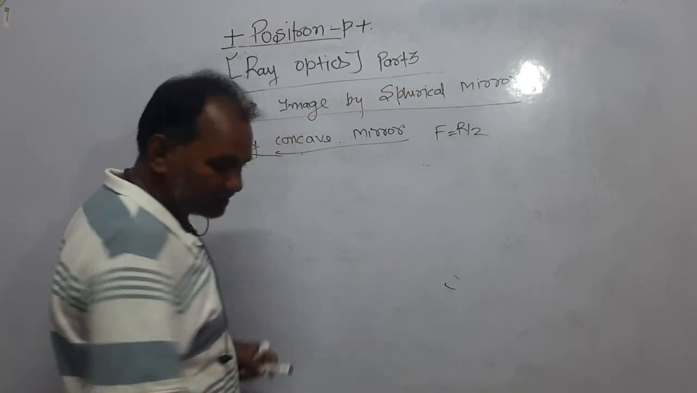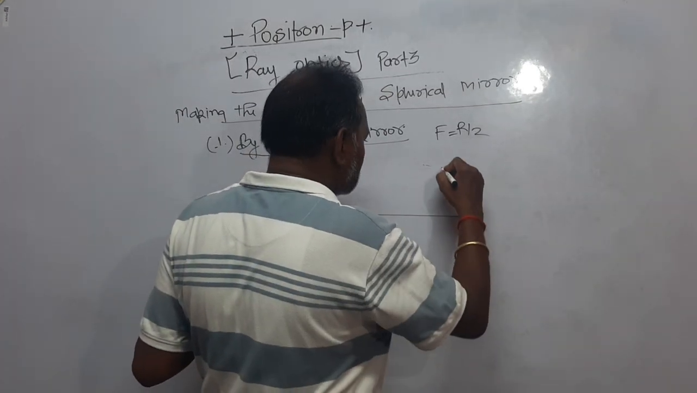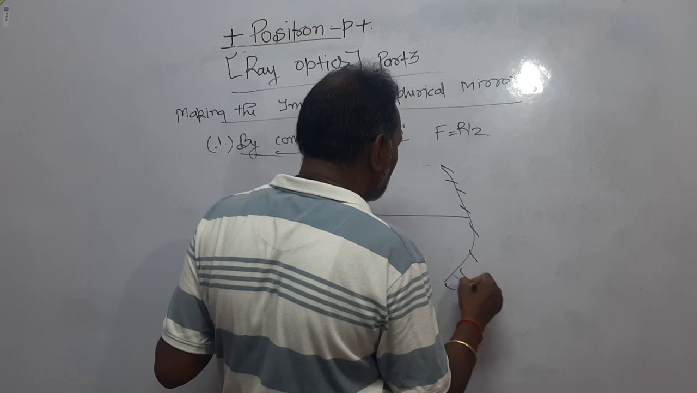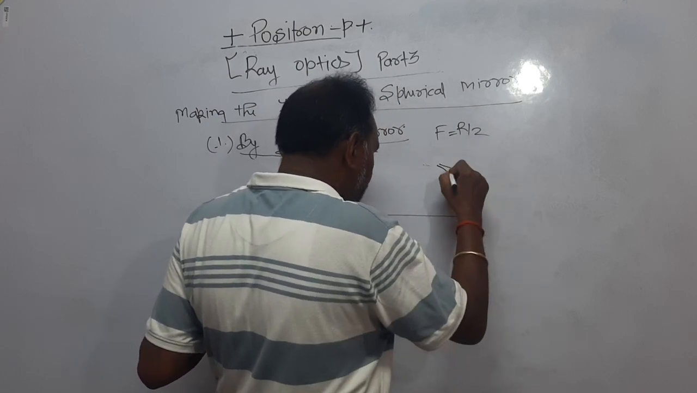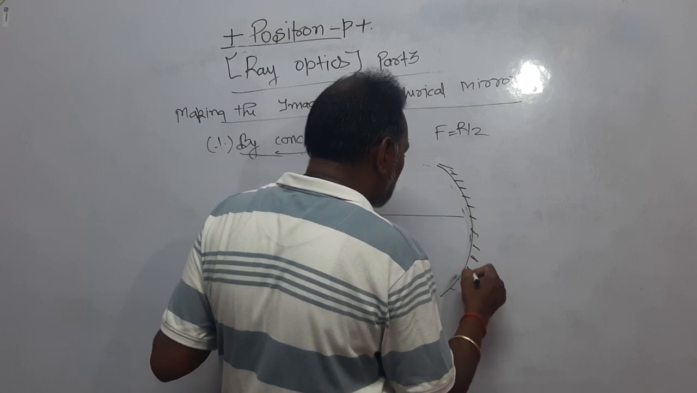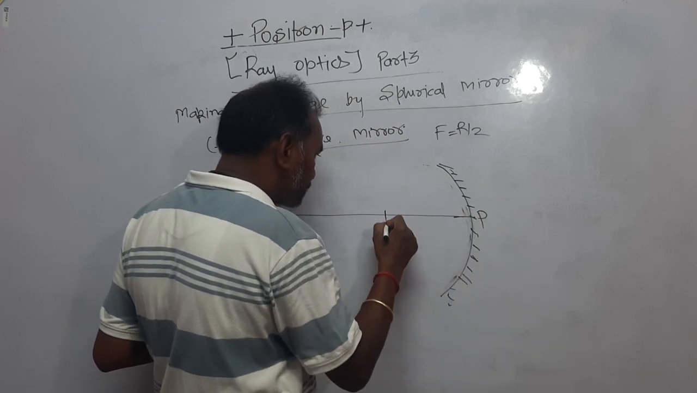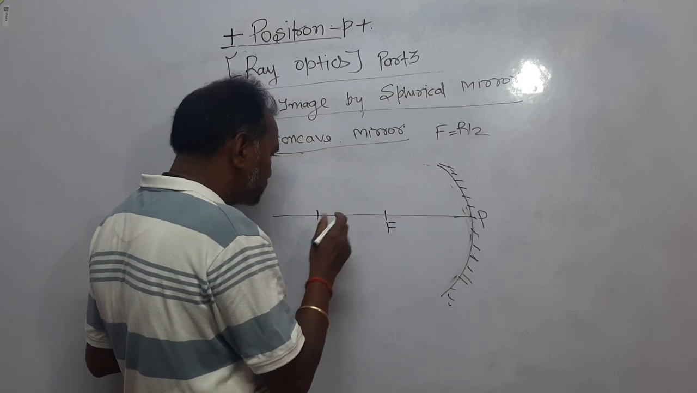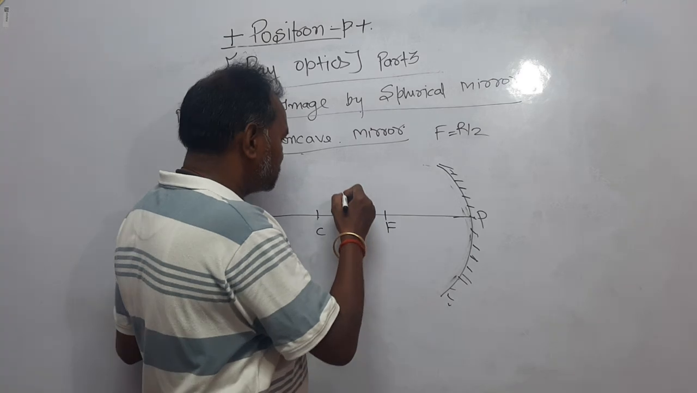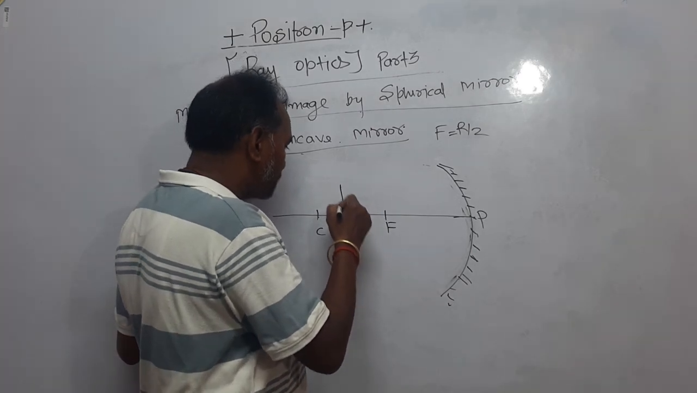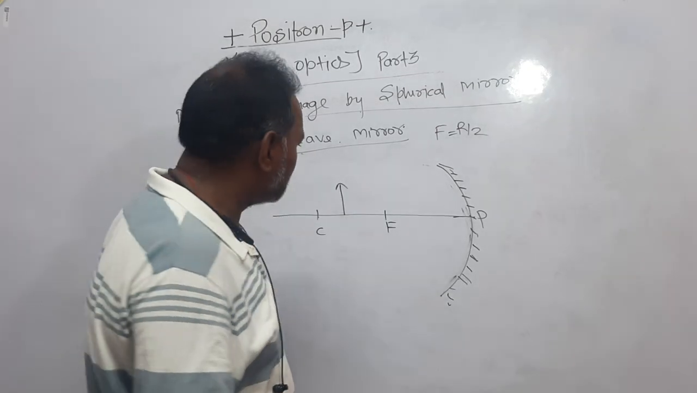What is the third case? Now let's move. Again it is your concave mirror. This is the concave mirror. This is the pole. This is the focal length. This is the center of curvature. Up to the center of curvature we came. Now we are assuming an object between the focus and the center of curvature, right?